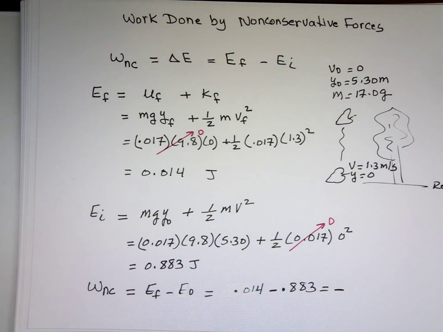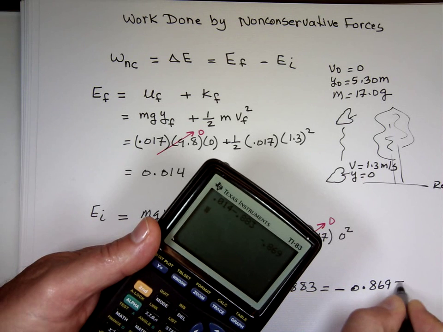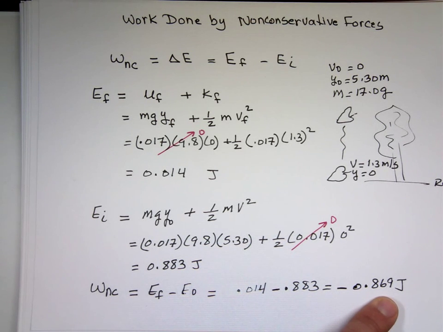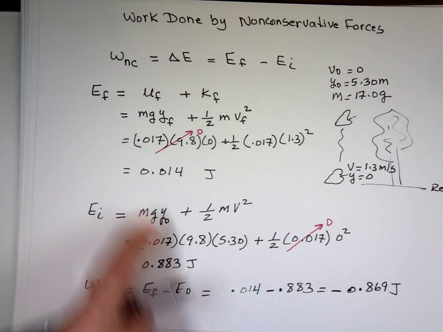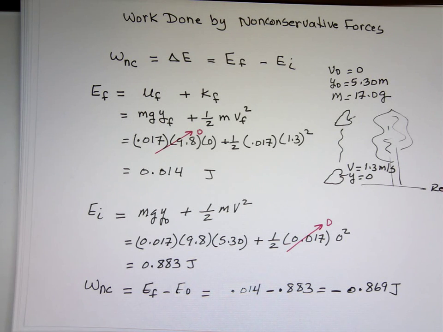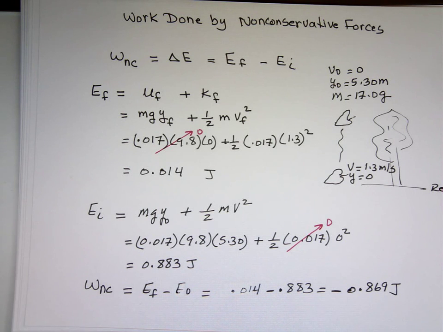0.014 minus 0.883. It's negative 0.869 joules, or about negative 0.87 joules. So here the wind actually made us lose some of the energy. We lost most of it. Notice we had this much. By the time we get to the bottom, we almost had none. So we went from 0.88 to 0.01. Most of it's gone, lost.